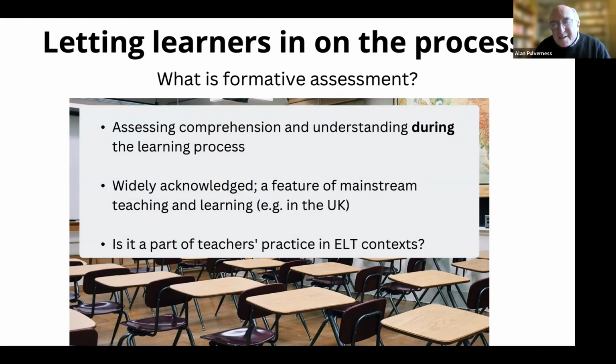Formative assessment, as the name suggests, is part of development for learners, and something which we believe, many people believe, is a valuable and essential part of learning. In fact, it's widely acknowledged, and it's a feature of mainstream education, for example, in the UK and in many other contexts worldwide. And we're interested to explore whether it's as much a part of teachers' practice in English language teaching contexts as we believe it should be.